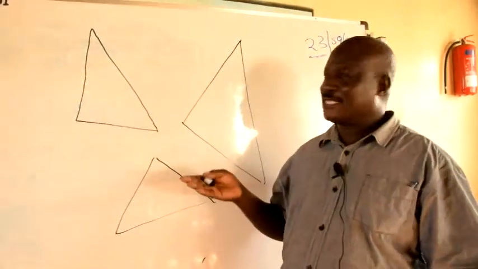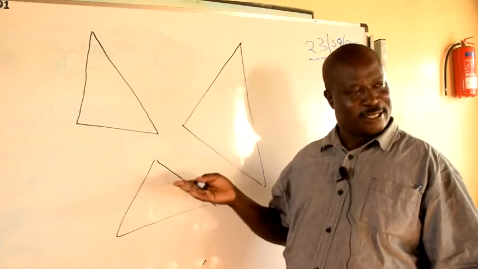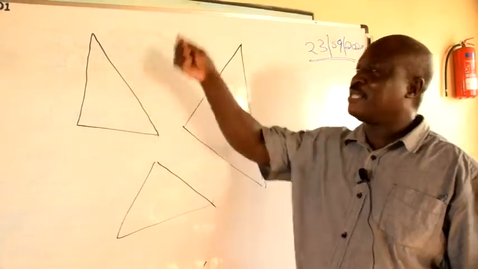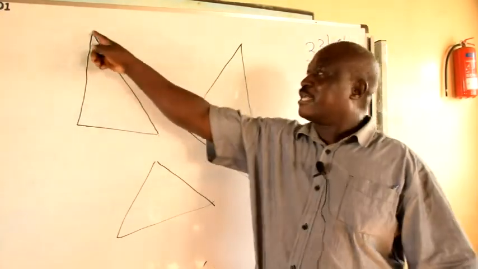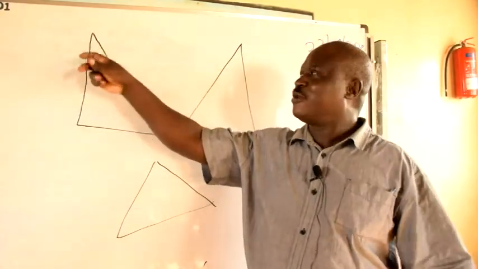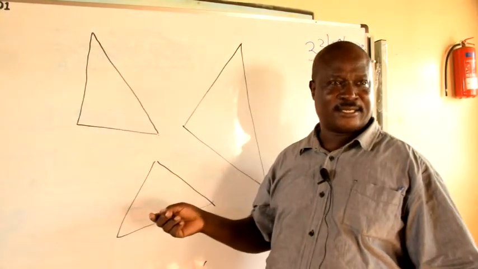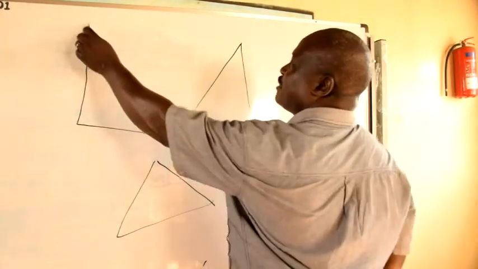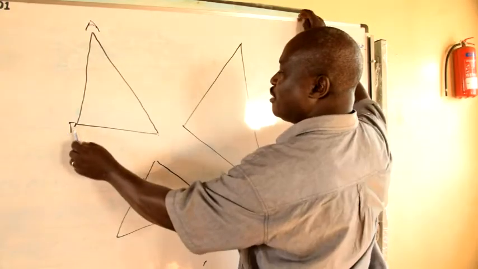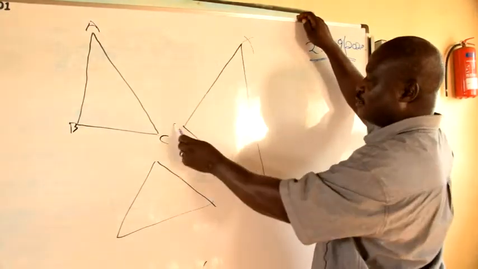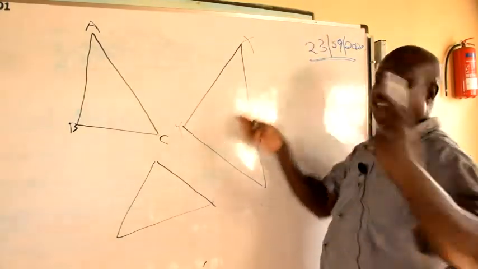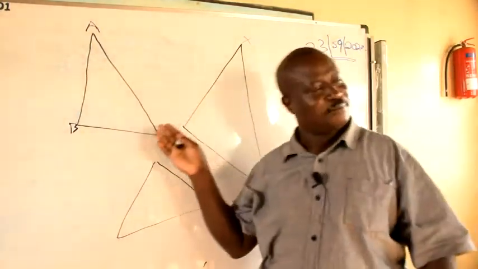We normally note that triangles are named. For example, we name them by the vertices. The rule is that when you are naming a triangle, you use capital letters. So for example, I can say that I have triangle ABC. Those are capital letters. X, Y, Z, etc. So these are triangles.